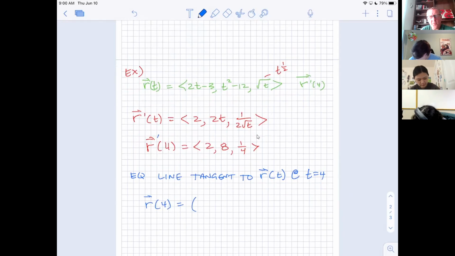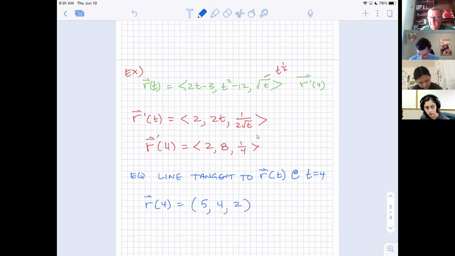And notice that's a point. It's not a vector. Well, it could be thought of as a vector. It's just, the point has a vector coming from 0, 0. So again, I find myself thinking, do I write a vector symbol here? Do I write a bracket? It sort of doesn't matter. But if I put 4 in, 2 times 4 is 8, 8 minus 3 is 5. I get 5 for the x coordinate. 4 squared is 16 minus 12 is 4. And the square root of 4 is 2.